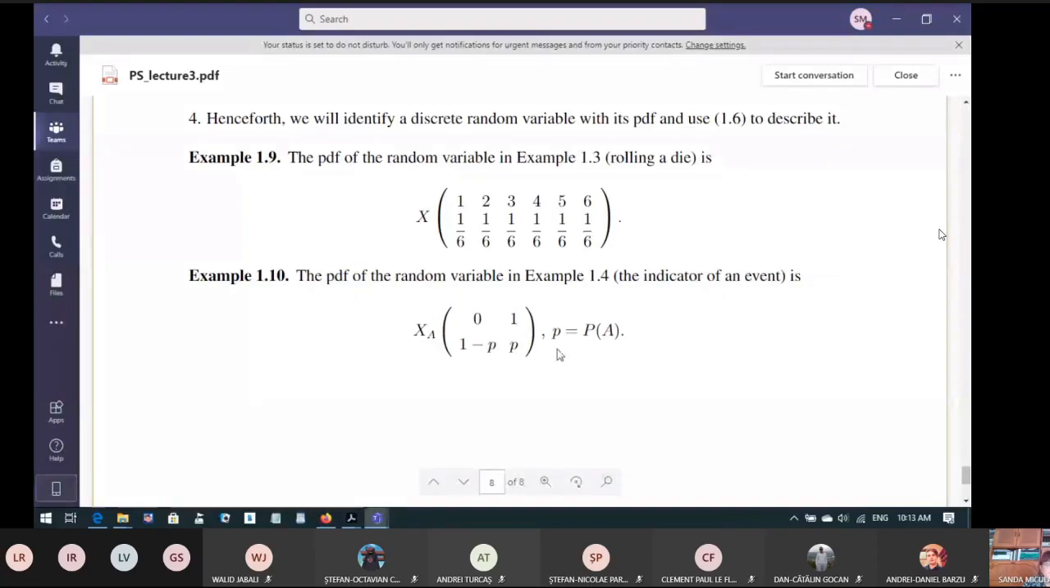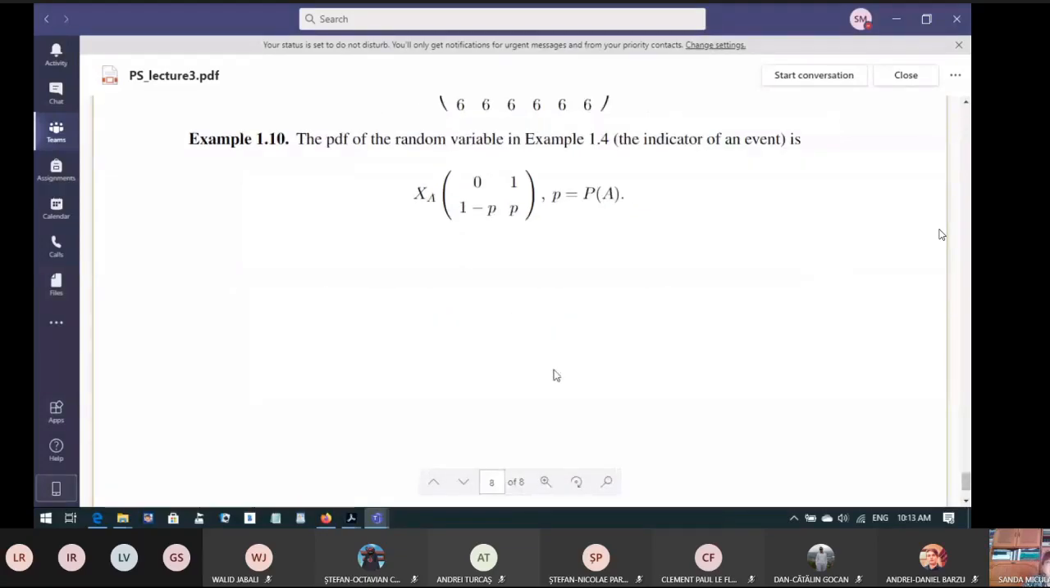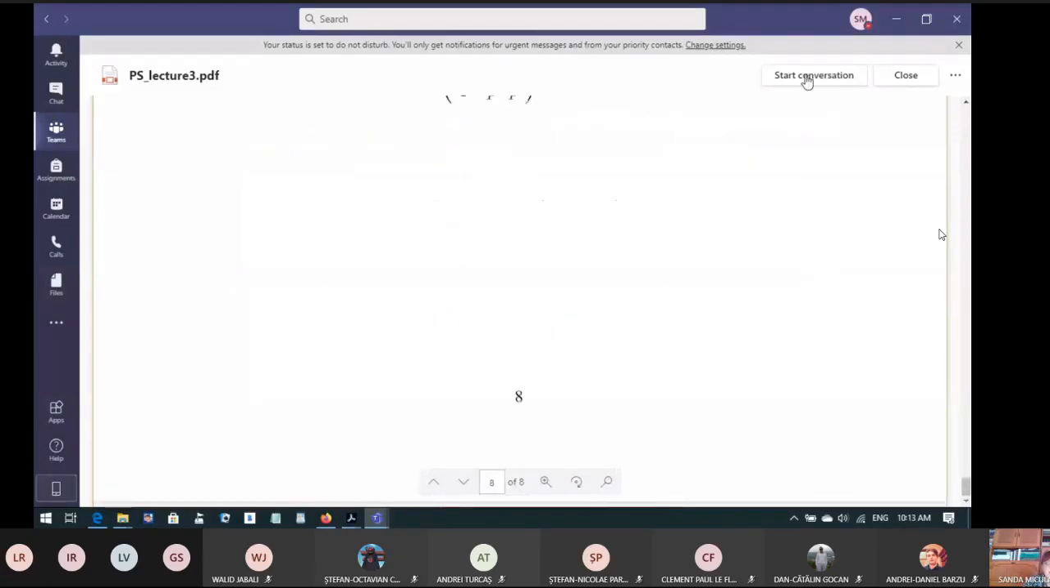The PDF of the indicator, again, one of the simplest PDFs, has two values, with probabilities p and 1 minus p. Okay, so now we will go further.